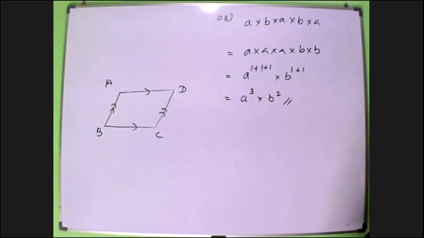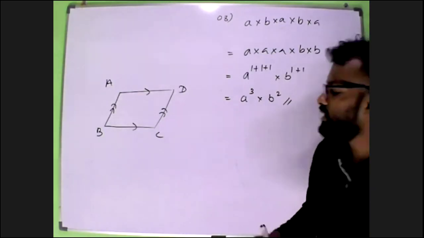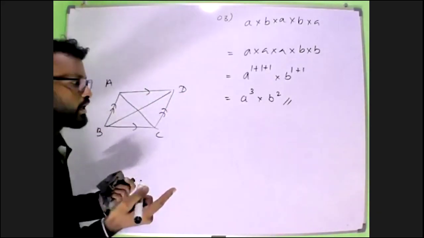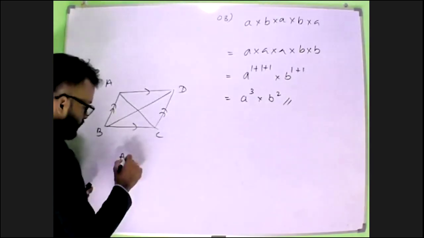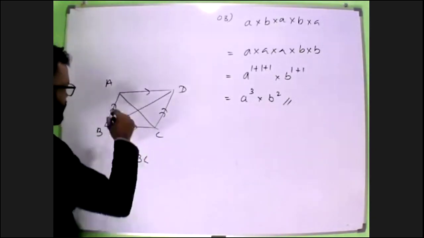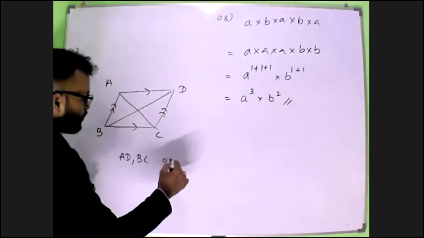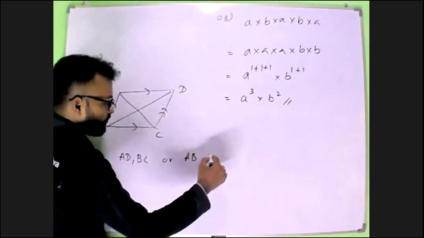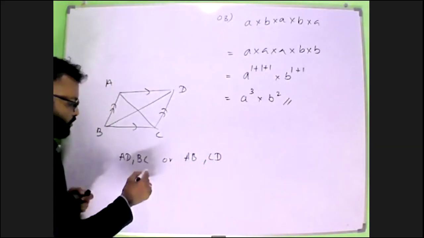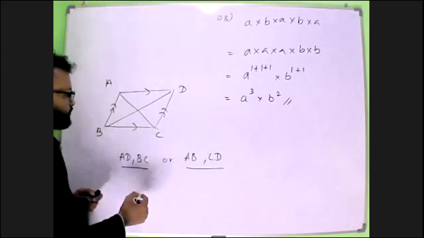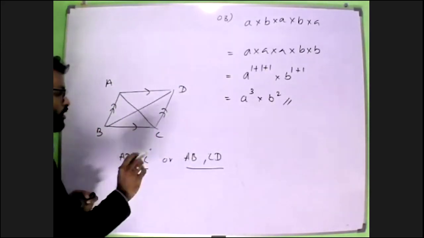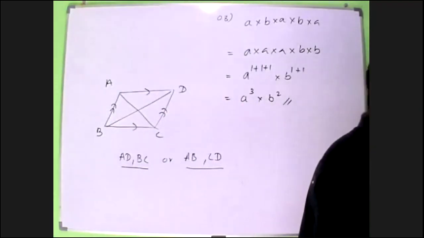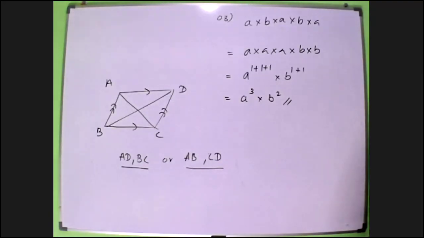Write two pairs of parallel lines in the given figure. So basically, you have to identify two parallel lines, AD and BC, and you can also write AB and CD. You can write either this one or this one, AD and BC or AB and CD. One of these two is correct.